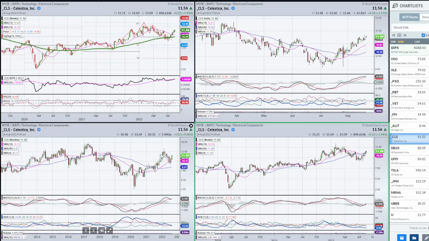So you can play it, but we've got to see some strength coming up through 12.5, 13, or you probably want to be a little bit more aggressive in taking profits.